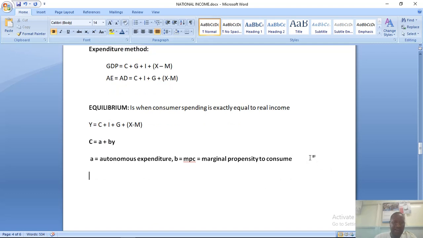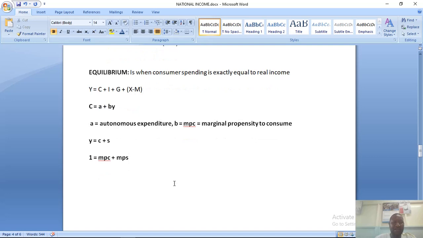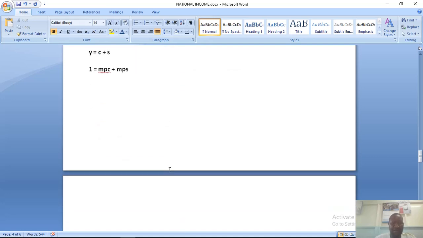Now, income that is earned can either be spent on consumption or saved. So if the marginal propensity to consume is compared with the marginal propensity to save, you'll find that MPC plus MPS should give you 100% of your income. So 1 equals MPC plus MPS. Given MPC, you can easily calculate MPS: MPS equals 1 minus MPC. That's how we calculate the marginal propensity to save.